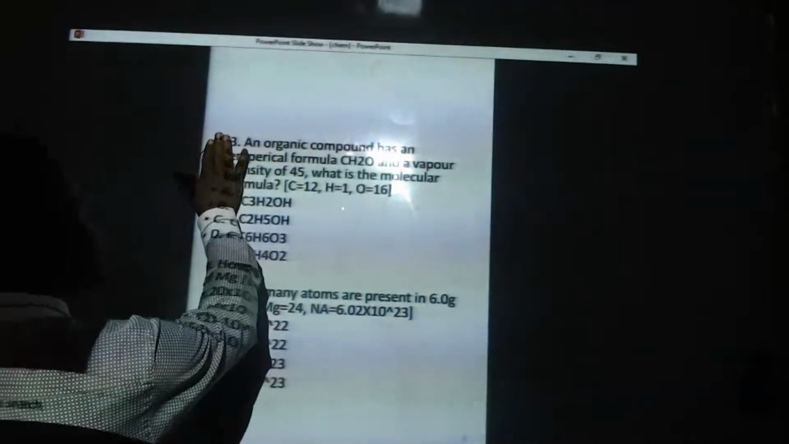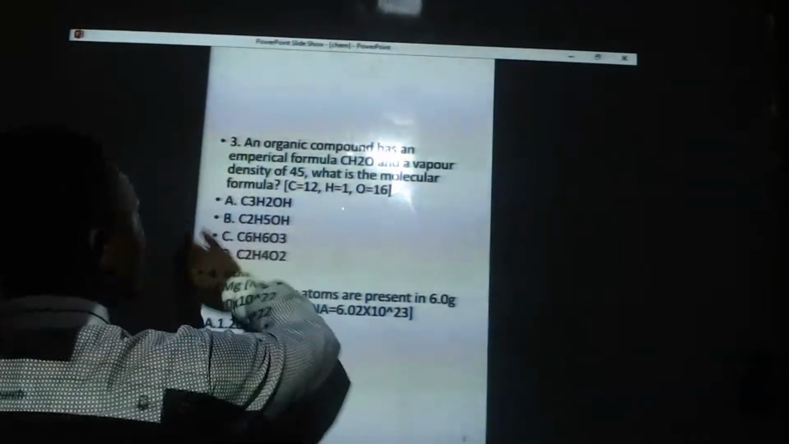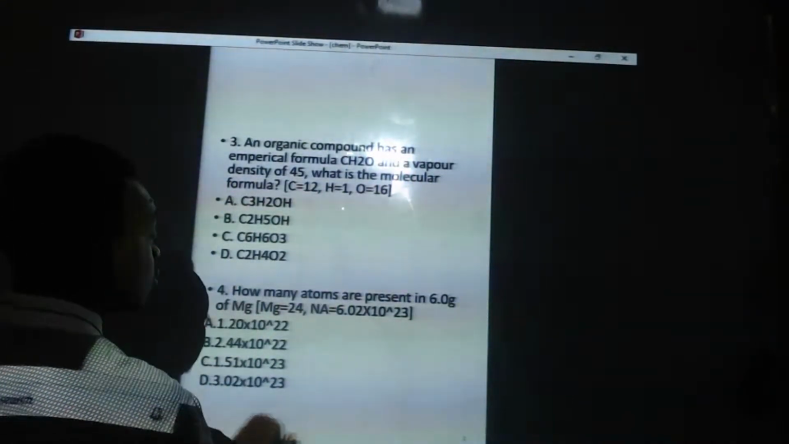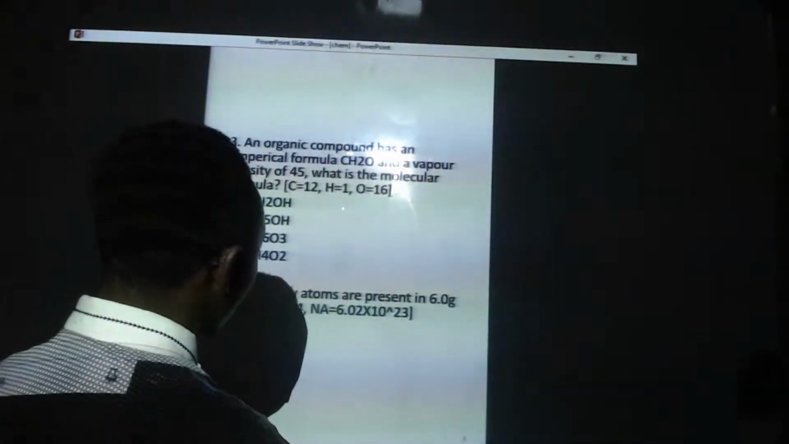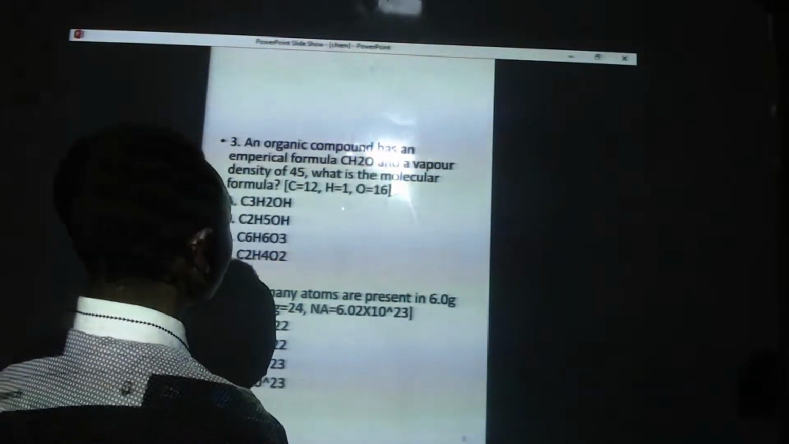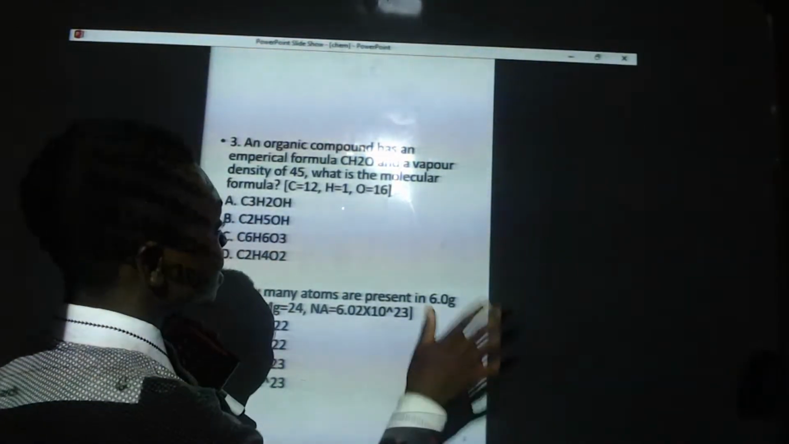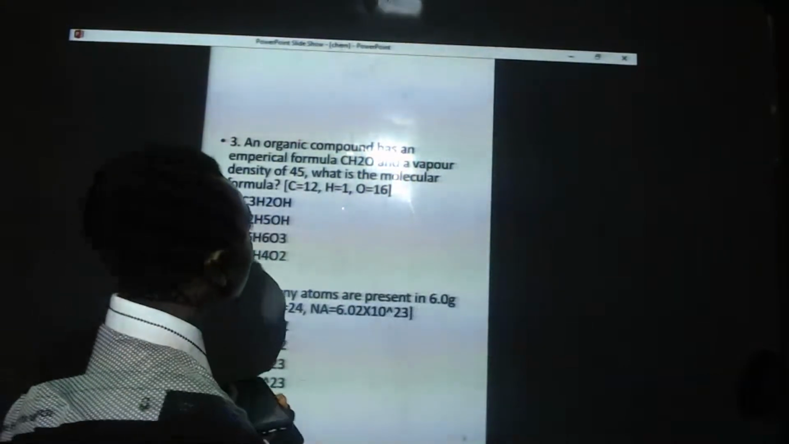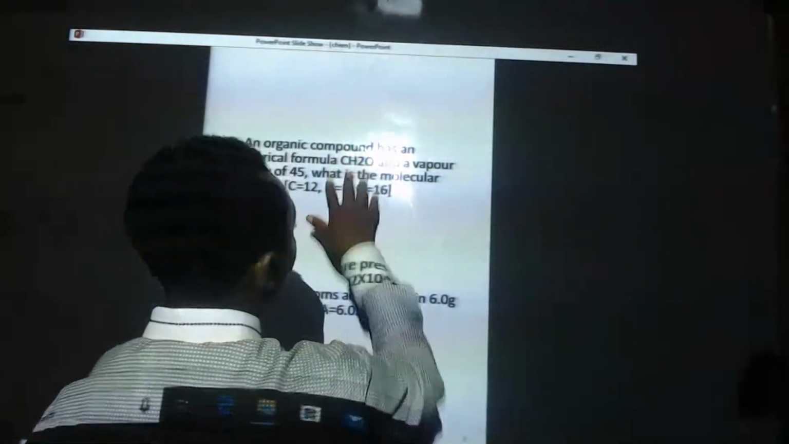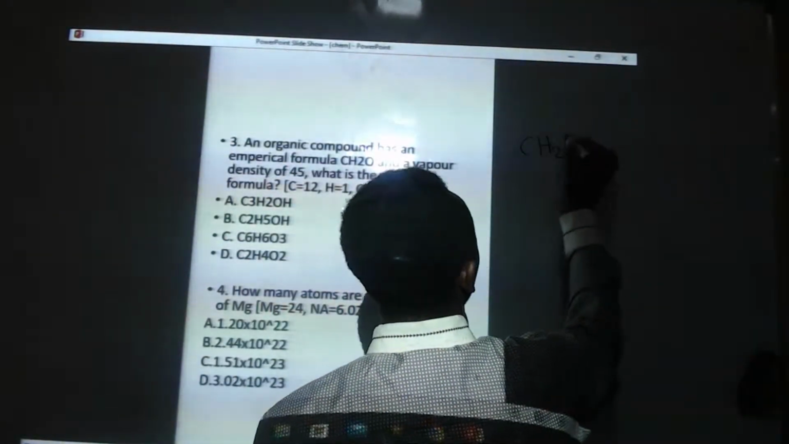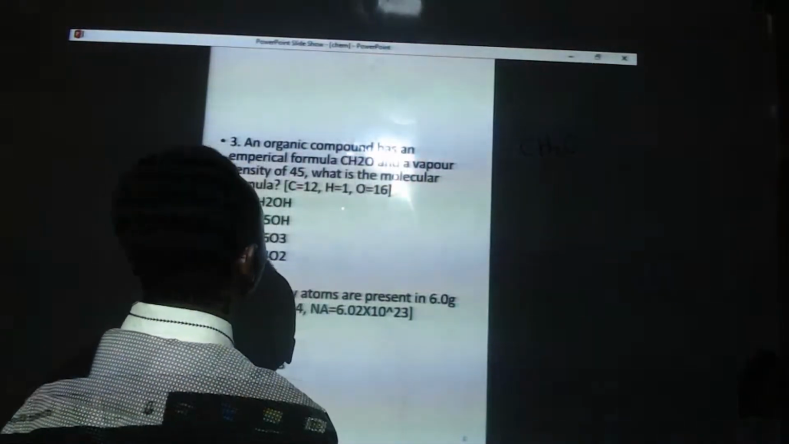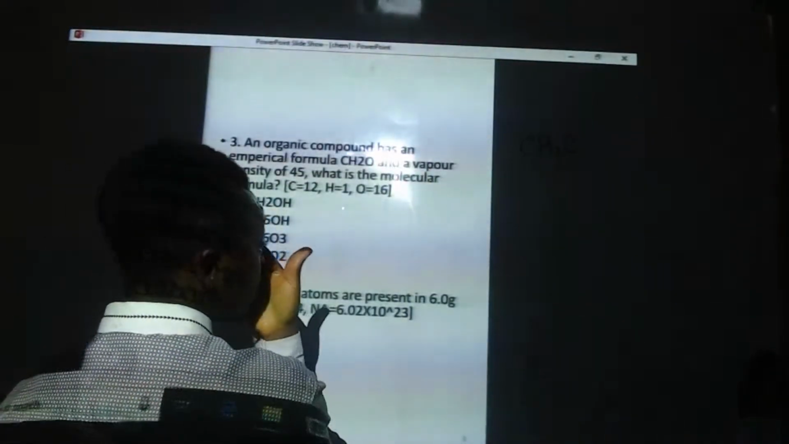Okay, they said an organic compound has an empirical formula and a vapor density of 45. What is the molecular formula? This one is quite tricky a bit because this time around they give you a vapor density of 45. Let's see how we're going to go about it. They have already given you an empirical formula, so there's no need of going through that long process anymore. They give the empirical formula to be CH2O. Then they give you a vapor density of 45. What is the molecular formula?